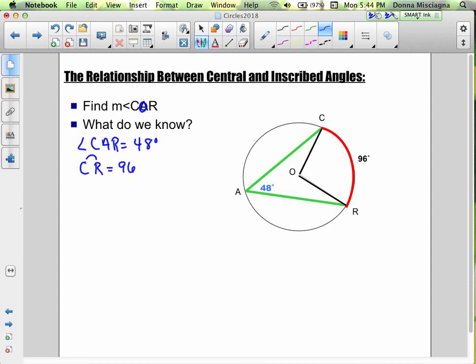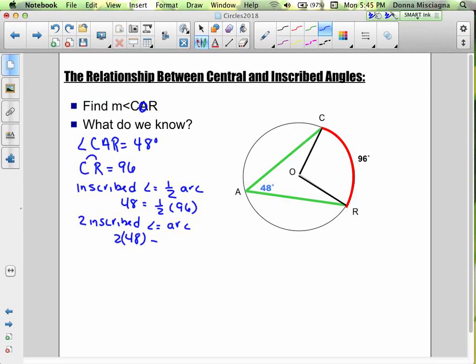And notice that the inscribed angle equals half of the arc. Right, because 48 is half of 96. Or we can think of it the other way: 2 times the inscribed angle equals the arc. Right, and we know that to be true because 2 times 48 does equal 96.